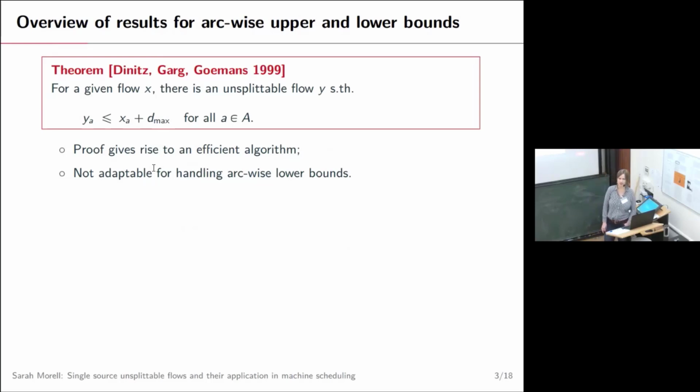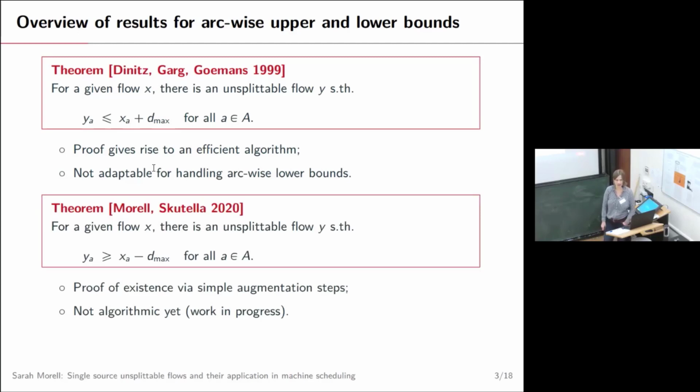So this proof gives rise to an efficient algorithm, but is unfortunately probably not adaptable for handling those arcwise lower bounds we're also interested in. So we had a look at those lower bounds, and we could show that for a given flow, there exists an unsplittable flow Y such that Y_a is at least X_a minus d_max. This is actually what we want to have.